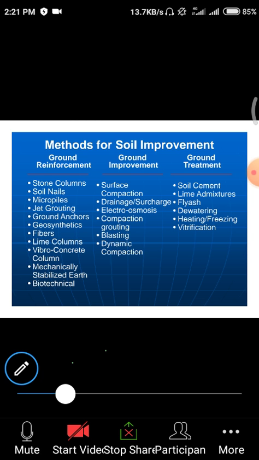Next one we have a vibro concrete column. Columns are normally used above the ground level, but in some cases below the ground level also we have to use these columns, for parking purposes and other purposes, so we need to have some vibro concrete columns.